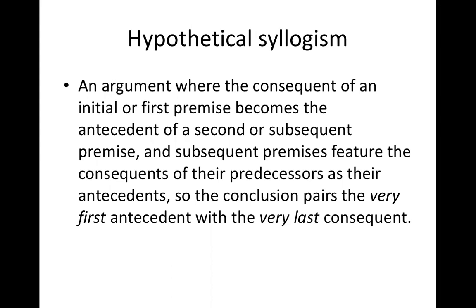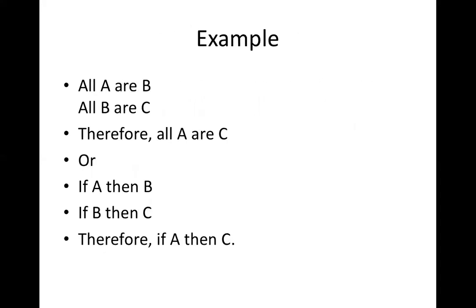And then the conclusion pairs the very first antecedent with the very last consequent. So look at the last two lines. The conclusion pairs the very first antecedent and the very last consequent. So look at the conclusion. Therefore, all A are C. The conclusion brings together the very first antecedent, which is A, and the very last consequent. In this case, it is C. But if you elongate this argument down to Z, then the last consequent will be Z. Therefore, all A are Z.